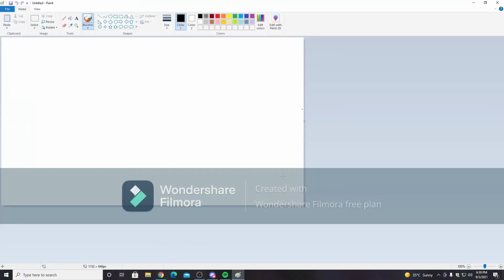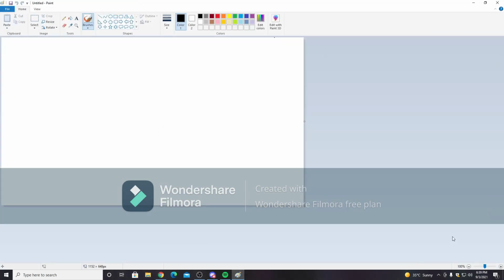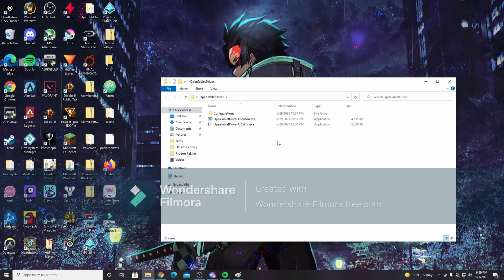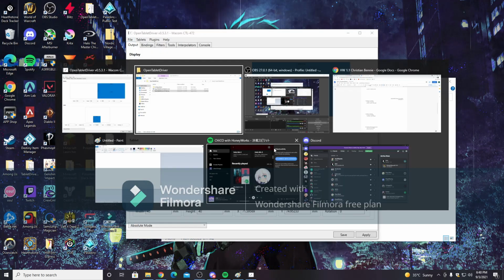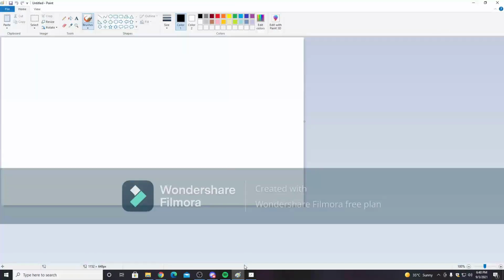Okay, so I actually had to restart my computer just now, so I think the example I was doing was 6.32 times 1.7. For that, I need to reopen my tablet driver real quick. Whoops. There we go. Okay, so 6.32 times 1.7.